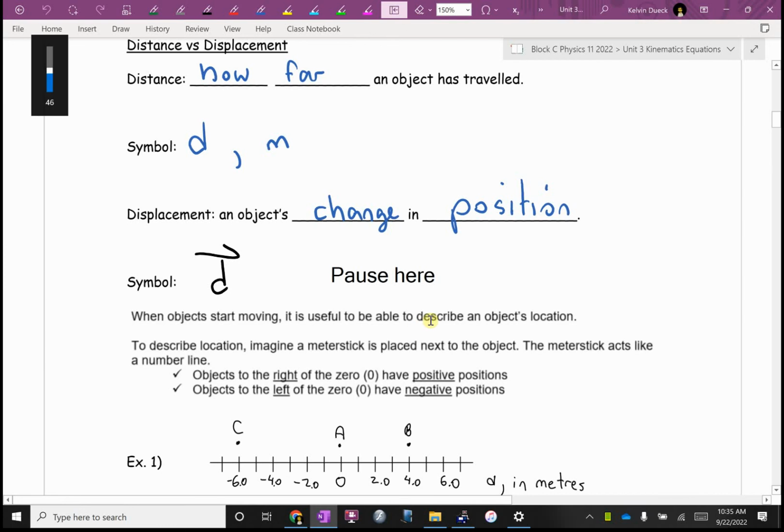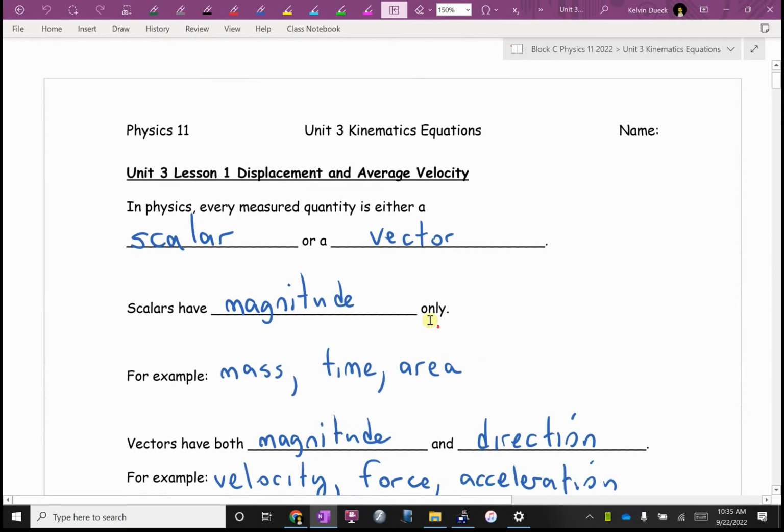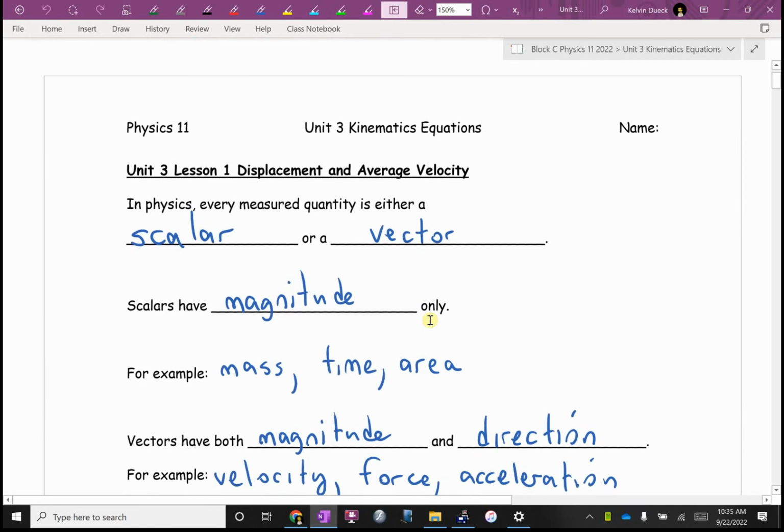So just to jog your memory, we've started a brand new unit. The initial bit was some terminology. We talked about scalars and vectors. We said that scalars had magnitude only. Vectors had both magnitude and direction.